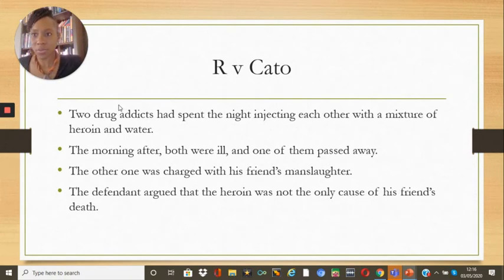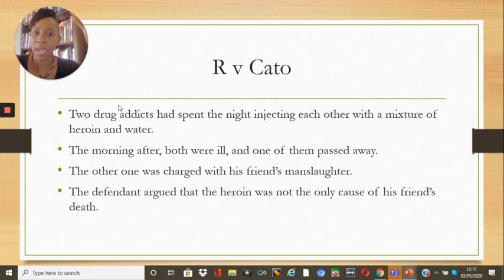Now the other one was charged with his friend's manslaughter. And this person argued that the heroin was not the only cause of his friend's death. Now remember I said sometimes there's more than one contributing factor to the victim's death. And with legal causation, we're really exploring what level of contribution, not specifically in percent, but how much contribution did the defendant's actions make to the victim's death.